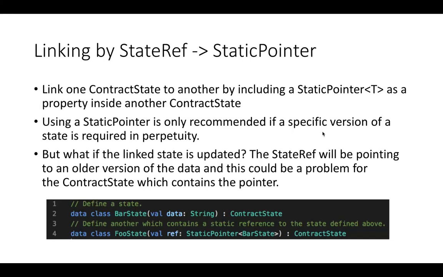So you can see in the code example at the bottom, I define a bar state, and it's got some data, which is a string, and you can see it's a contract state. And then we also define a foo state, which has got a ref property, which is of type static pointer that takes a type variable of the type of the state that you're referring to, which in this case is the bar state. So that's it. It's pretty easy. That's all there is to it.